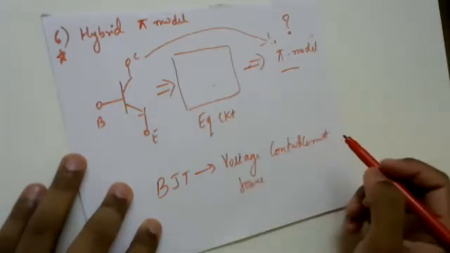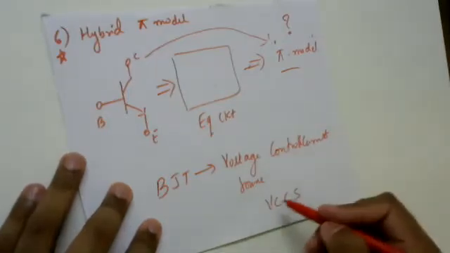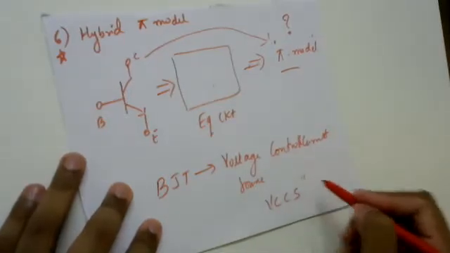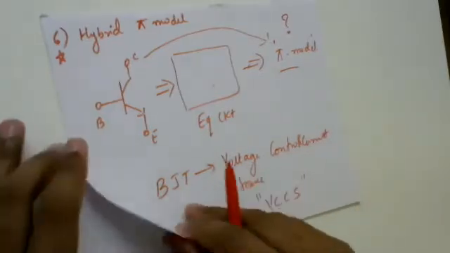A voltage controlled current source, that is VCCS. This term you should remember, as I said yesterday. Now we'll build this circuit based upon all the interactions and expressions that we were able to derive yesterday.